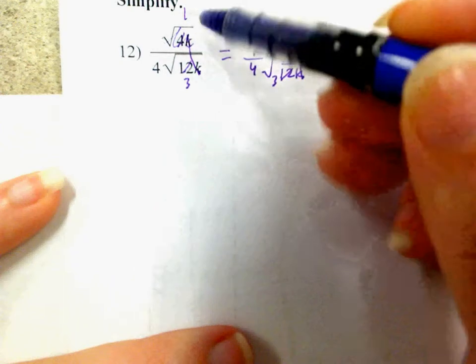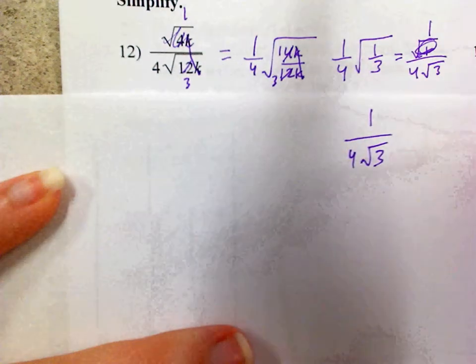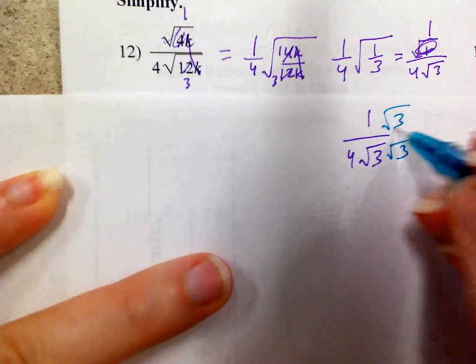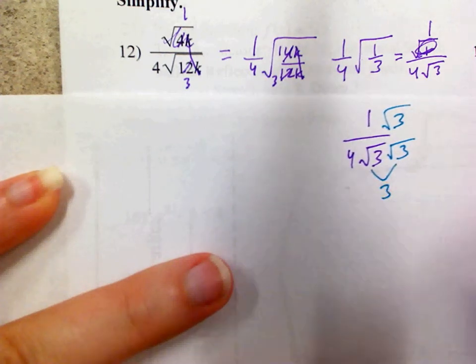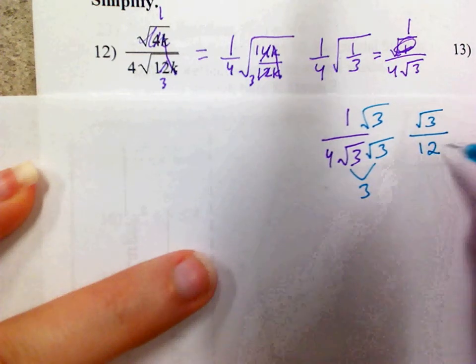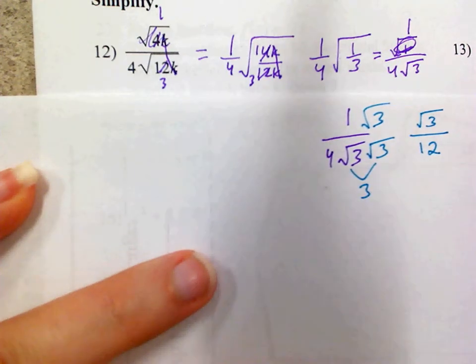As it is, how do you rationalize? You multiply top and bottom by the square root of 3. That's just 3, the square root of 3 squared. So my answer is the square root of 3 over 4 times 3, which is 12. Okay, so let's do 13. Alright, see if anything simplifies.